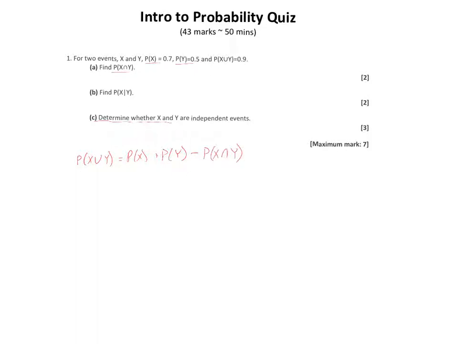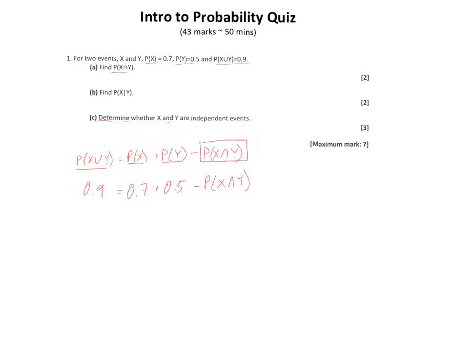Okay, so now we can put in the values. This works all the time. We have the probability of x, we have the probability of y, and we have the union, which allows us then to solve for the intersection. All right, so we're going to go ahead and put the probability of x in, which is 0.7, the probability of y, which is 0.5, and then the intersection, and then of course I have the union, which is right there, 0.9.